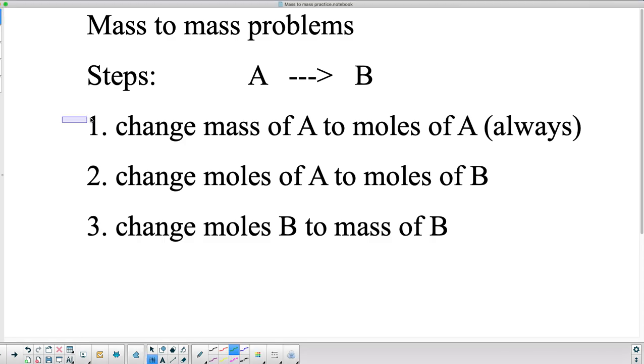So this right here, change mass of A to moles of A. We know how to do that, okay? Change moles of A to moles of B is going to be the new thing. So this is the new part. Okay, and number three, when we go from moles of B back to mass of B, we know how to do that also because you did that for the intro to moles calculations. And I'm going to refresh your memory as we go through this. So let's take a look.